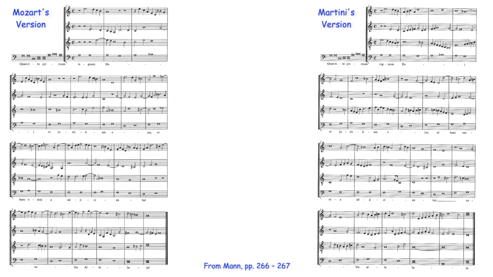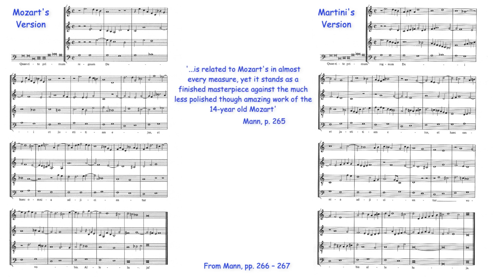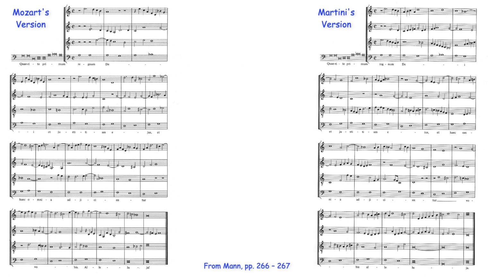Regarding Martini's version, Mann states it is related to Mozart's in almost every measure, yet it stands as a finished masterpiece against the much less polished, though amazing work of the 14-year-old Mozart. Aside from retaining Mozart's first theme, however, much of Martini's version is different.